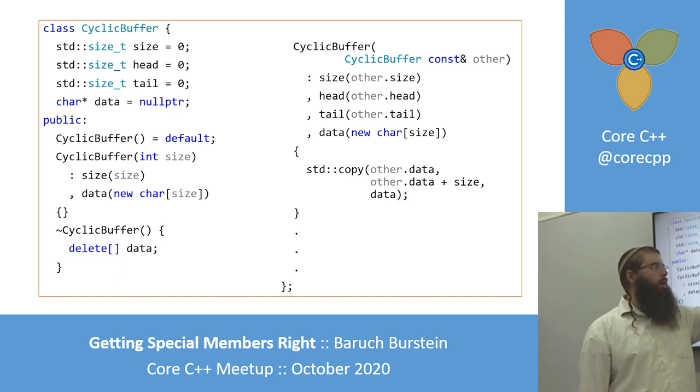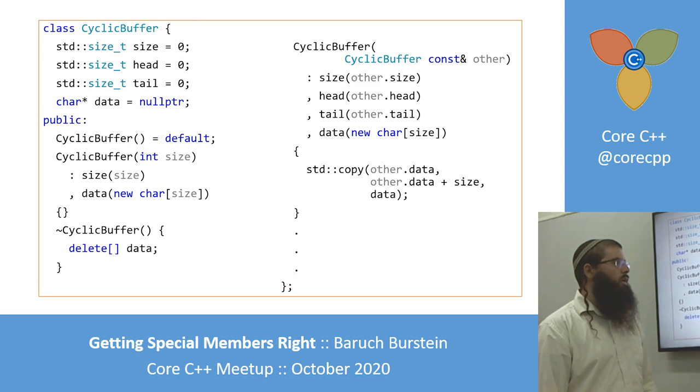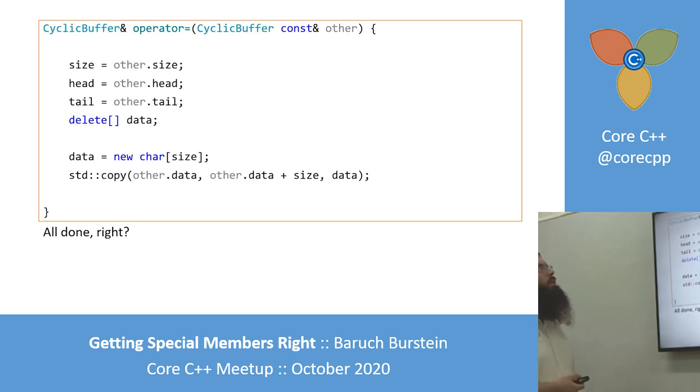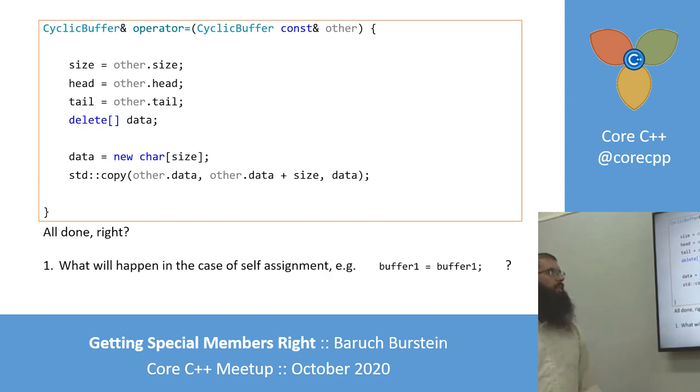Assuming that's what we want, a deep copy, that would be in the body. So this part is trivial. Then when we get to the copy assignment, things get a little more interesting. The copy assignment seems to be trivial, same as the copy constructor. Copy all the data, delete the old data, declare a new one, and std::copy the data over. Seems simple, but what about self-assignment?